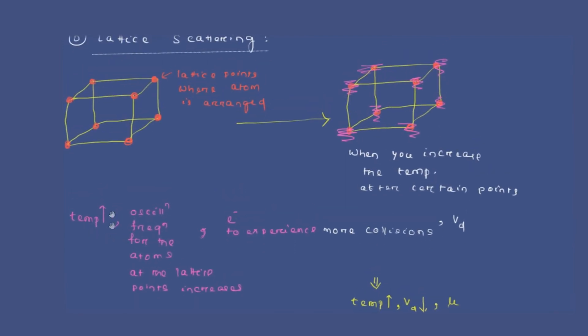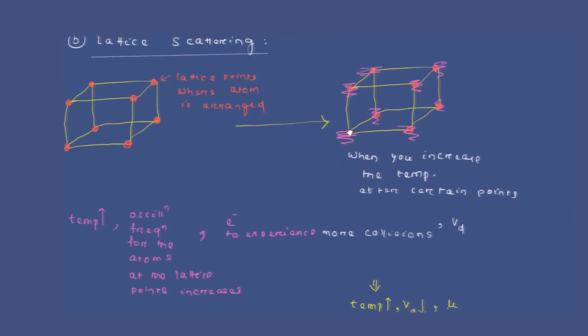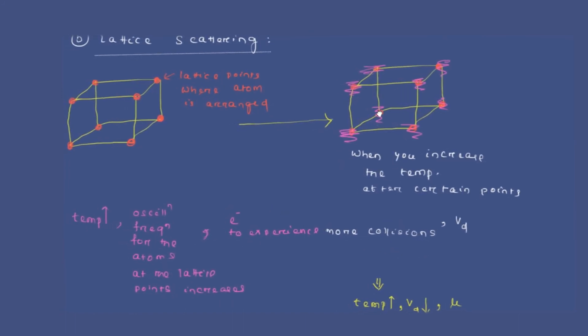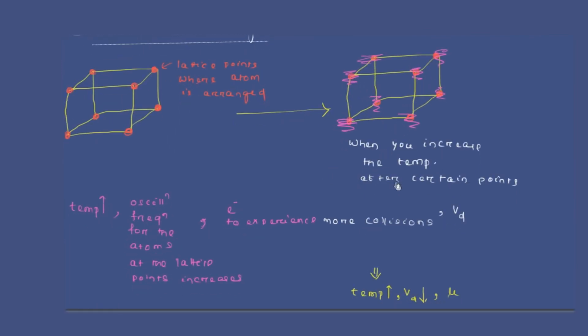आफ्टर सर्टन टेम्परेचर, ऑसिलेशन फ्रीक्वेंसी फॉर द एटम्स एट द लैटिस पॉइंट दैट इंक्रीजेस एंड दे स्टार्ट ऑसिलेटिंग विद सम फ्रीक्वेंसी, ड्यू टू व्हिच इलेक्ट्रॉन एक्सपीरियंस मोर कोलिजन्स. इलेक्ट्रॉन यहाँ पे ये जो लैटिस पॉइंट में कोलिजन होगा. मैं क्या बोल सकता हूँ यहाँ पे?